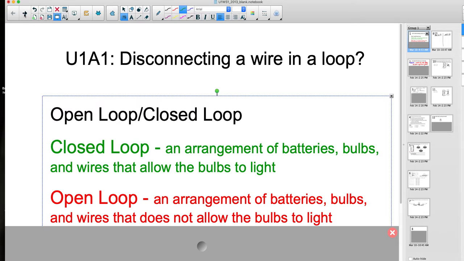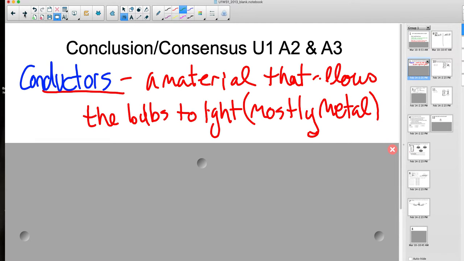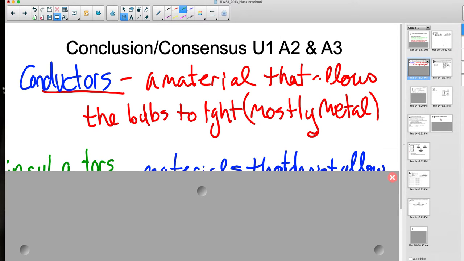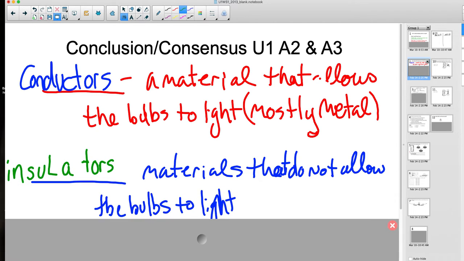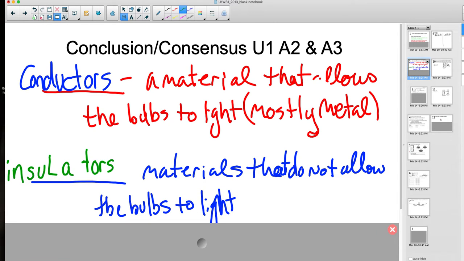Secondly, we reviewed what happened with our consensus for activities 2 and 3, which looked at what kinds of things we put in the loop allow the bulbs to light. We found that conductors, which are typically metals, allow the bulbs to light, but when we put non-metals in the loop, which are considered insulators, or typically are insulators, they do not allow the bulbs to light.